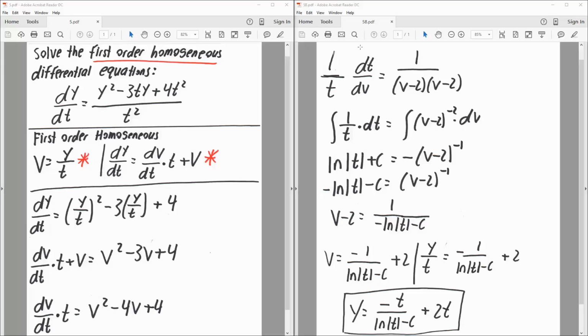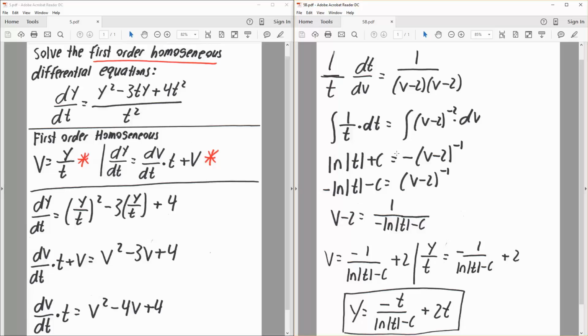Because when we have it like this, we can say the integral of 1 over t times dt is equal to the integral of this, which is (v minus 2) raised to negative 2 times dv. And we're essentially taking the integral of this in terms of dt, the integral of this in terms of dv. So we get ln absolute value of t, plus c is equal to negative (v minus 2) raised to negative 1. We could say plus c here also, but they don't cancel out since they're arbitrary constant c. So we only need to put it on one side. We can do left or we can do right. I'm just putting plus c on the left hand side.